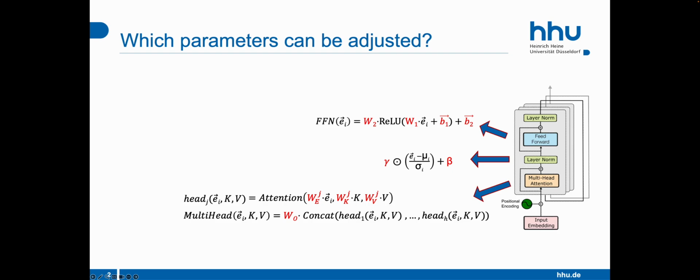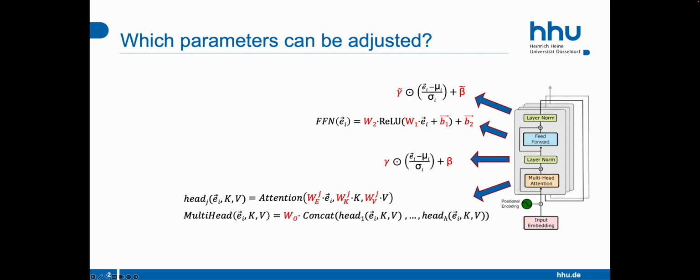where we again have matrices W1 and W2 with trainable entries, and also bias vectors B1 and B2 with adjustable entries. And then we have again learnable gamma and beta parameters in the layer normalization following the feed-forward block. And of course, we have different sets of all of these red parameters that you see on this slide in each layer of the transformer network encoder.